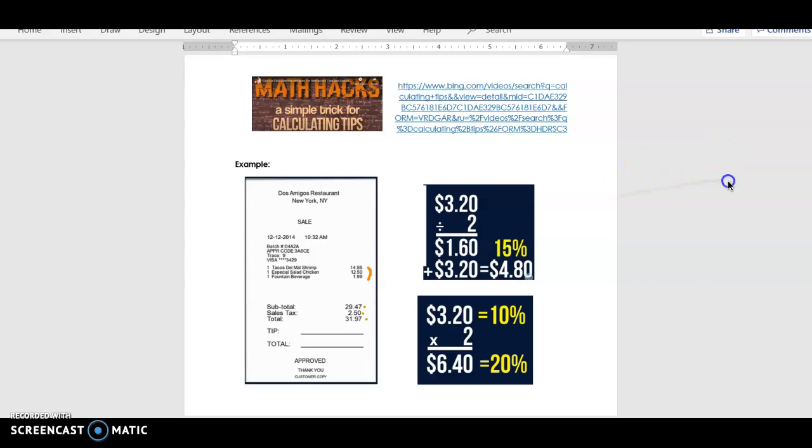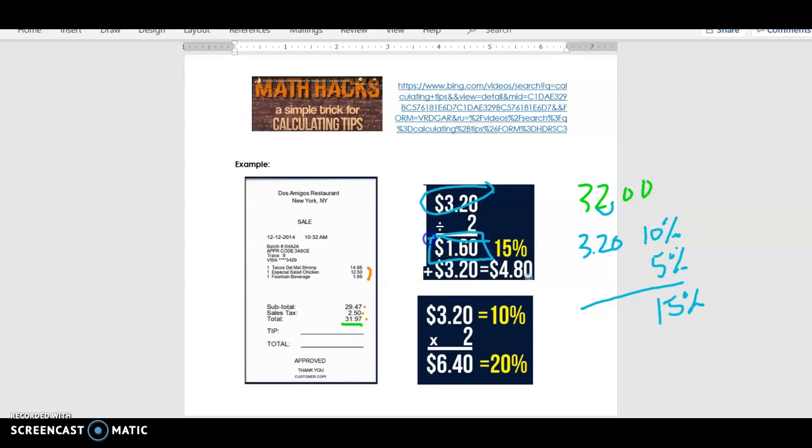In order to find 10% of our bill, we again took this value, $31.97. We don't like decimals, so we're just going to round it up to $32. To find 10%, we slide that decimal over and we get $3.20. Now that is our 10%, right? We still need to add to it our 5% in order to get the 15%. How do you figure out 5% of 10%? Well, we divide it in half. 10 divided by 2 is 5. So we take that 320 and we divide it by 2 and we get $1.60.